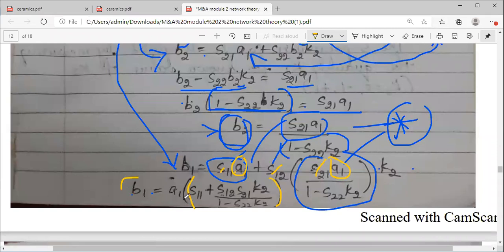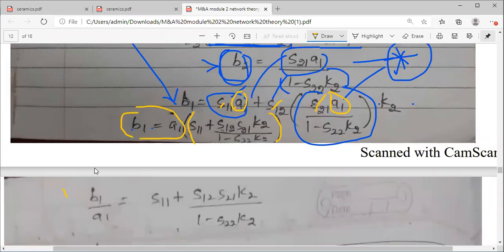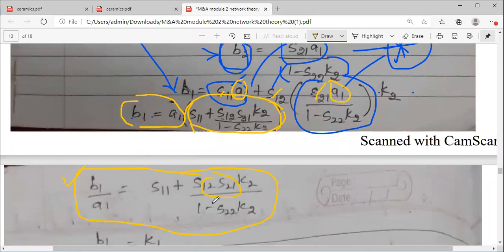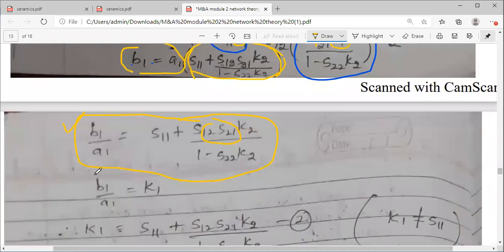Now if I take the ratio of B1 by A1, I'll get this S11 plus whatever. So an important thing, and you can reduce this further. If you take the symmetric property, S12 and S21 both are equal. If you consider it that way, you can take the square. And what is this B1 by A1?